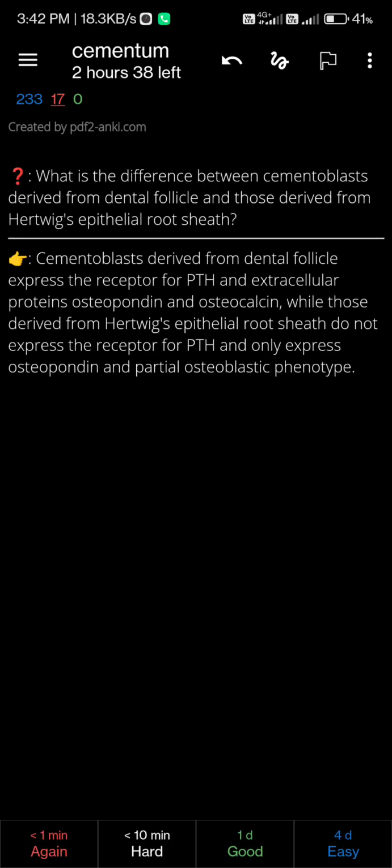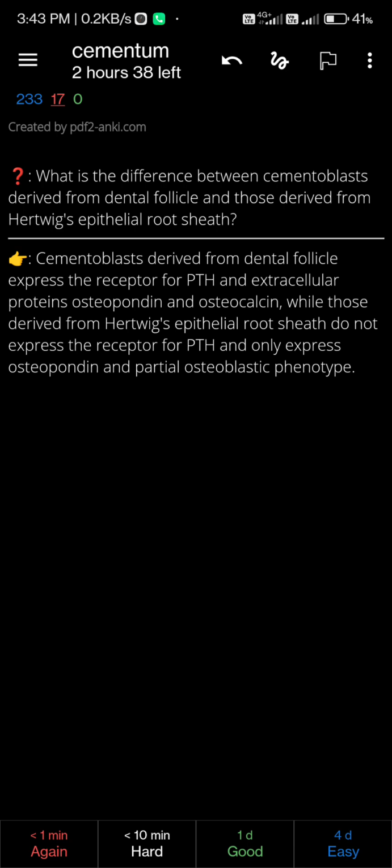So cementoblasts derived from dental follicle, generally that's the old theory. They express the receptor for PTH and extracellular proteins like osteopontin and osteocalcin.